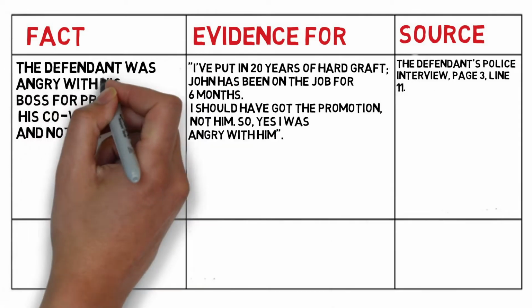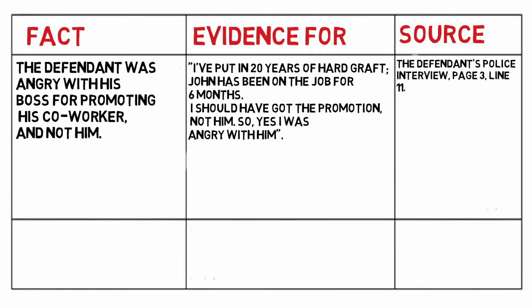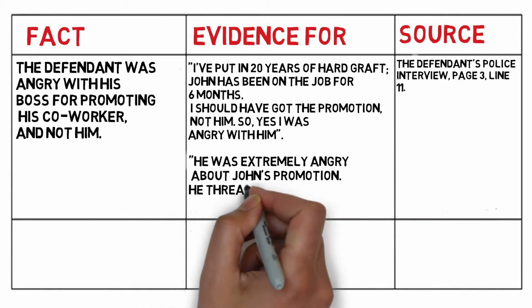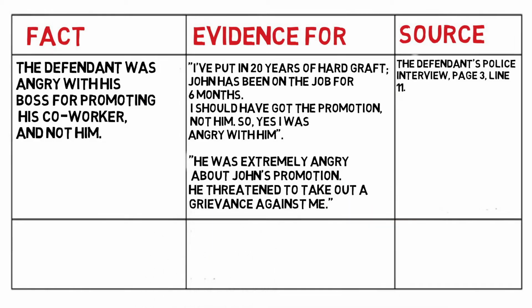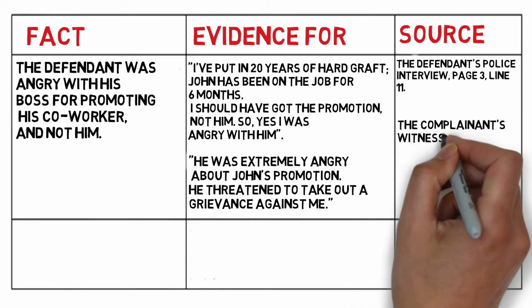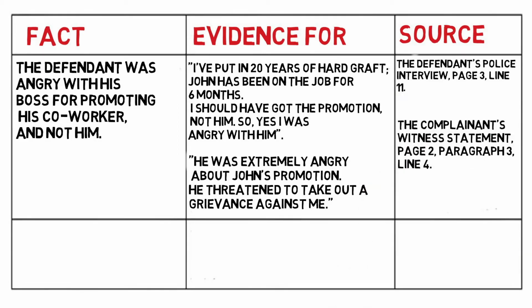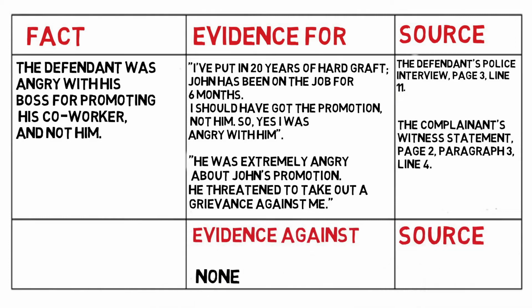Fact. The defendant was angry with his boss for promoting his co-worker and not him. Evidence for this. He was extremely angry about John's promotion. He threatened to take out a grievance against me. Source. The complainant's witness statement, page 2, paragraph 3, line 4. Evidence against. None. Source. None.